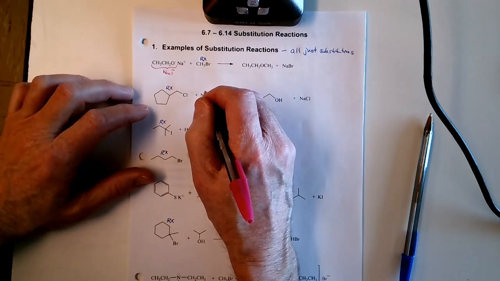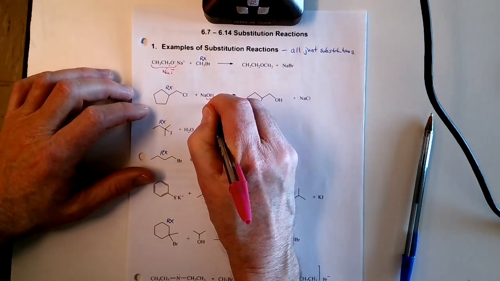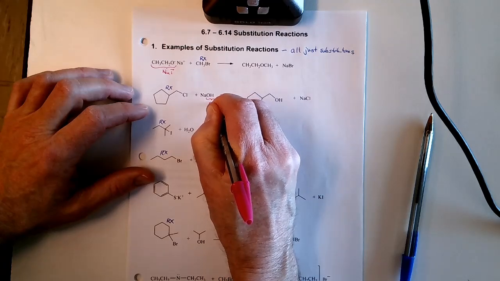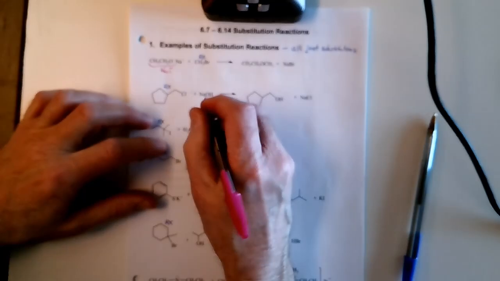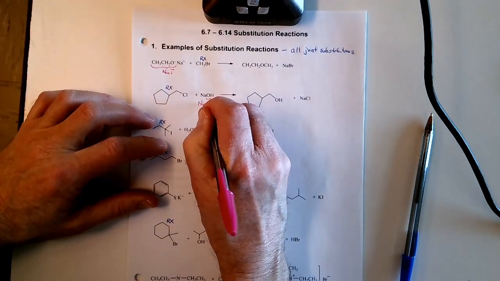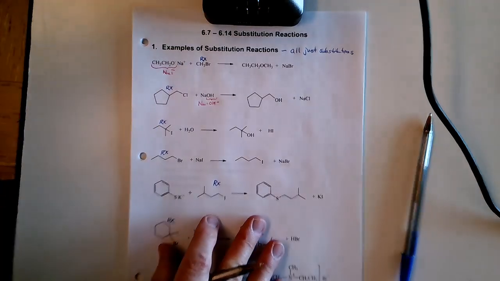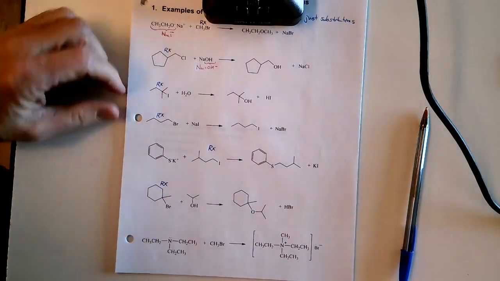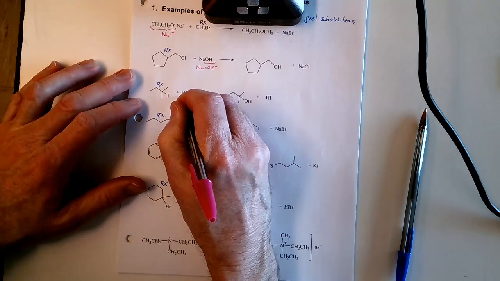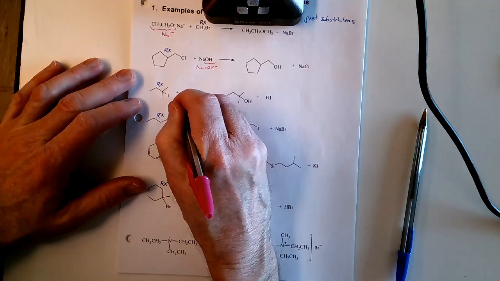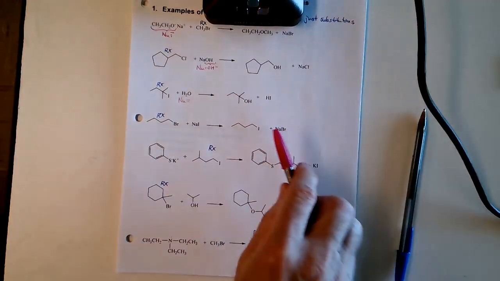Now, here's same story. OH minus, sodium hydroxide, remember from freshman chemistry, cation, anion. There's your nucleophile in that one. Okay, the next one is still the same reaction, except here, remember that the nucleophile is neutral. This pen is dying, isn't it?